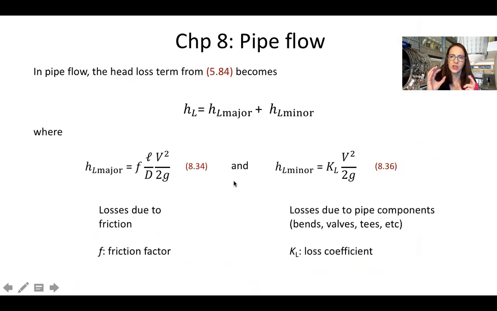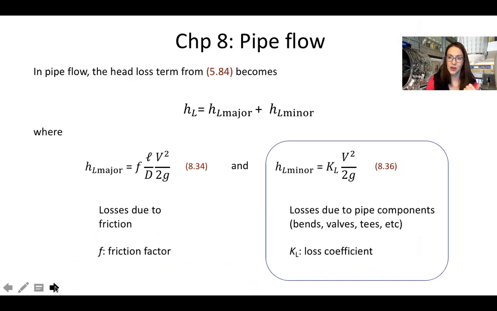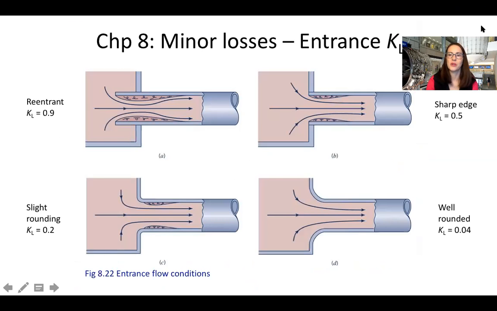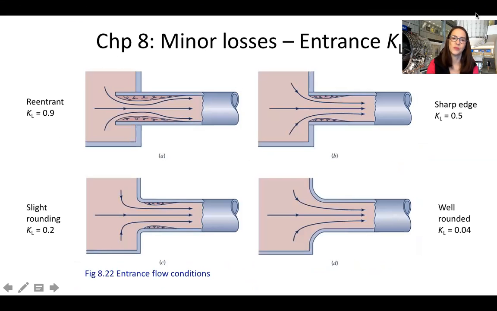So again, we've got major losses in pipe flow and minor losses. We just talked about the major losses due to friction. What about the minor losses due to fittings and pipe components? Well, there are all sorts of potential pipe components that you could have loss due to, right? And these are just basically scattered throughout chapter 8 in a bunch of figures from like figure 8.20 all the way up through, I think, figure 8.35. You know, you just have chapter 8 open and bookmarked.